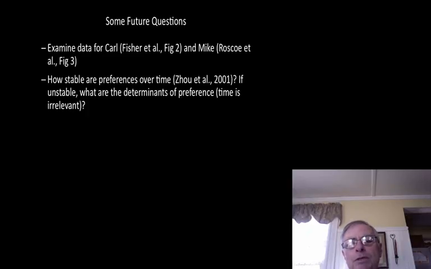There was an article published in 2001 asking, if preferences are unstable, what are the determinants of preference? Is time irrelevant? I think there's all sorts of determinants of preference. If there's one thing I've been told by teachers for my entire 35 years of my career, it's that every time they do a preference assessment on Bobby, his preferences change either within the day or the week, and they have to keep going back. Well, of course they do.